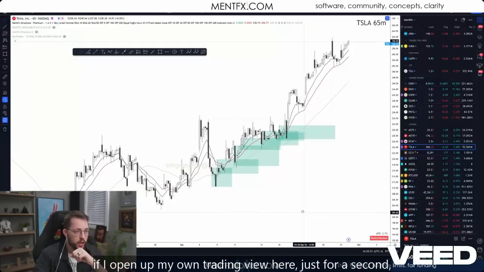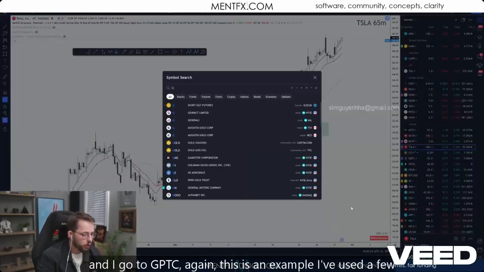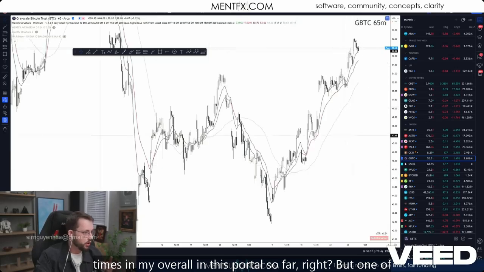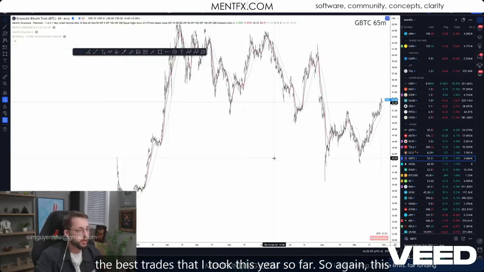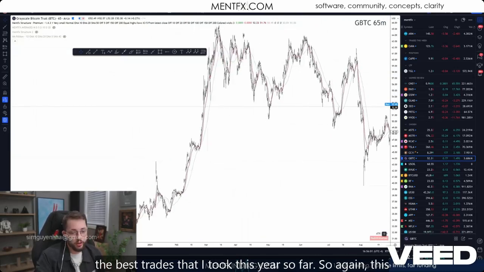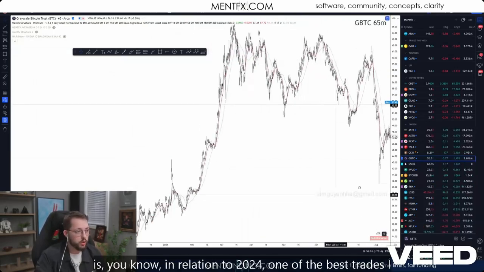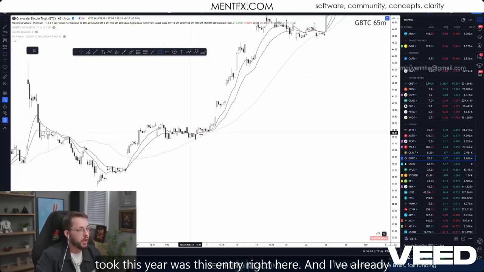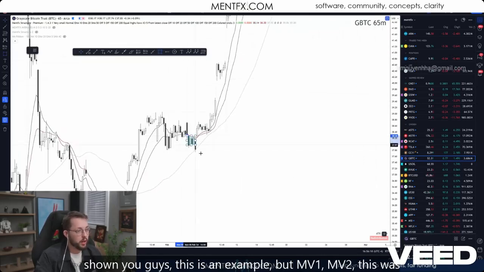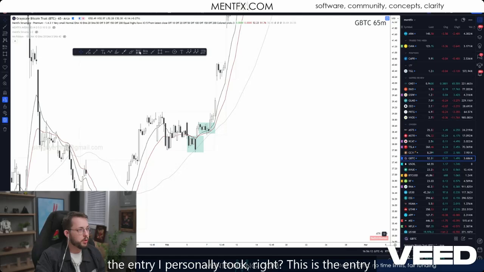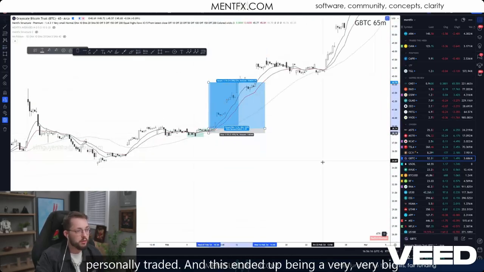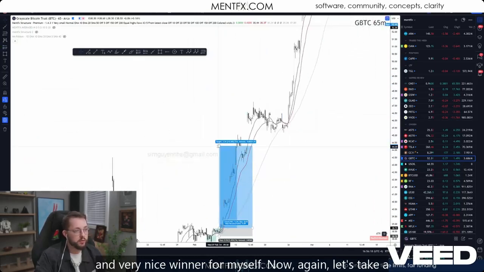So if I open up my own TradingView here just for a second, and I go to GPTC, this is an example I've used a few times in this portal so far. But one of the best trades that I took this year so far, in relation to 2024, was this entry right here. I've already shown you guys this as an example, but MB1, MB2, this was the entry I personally took, right? This is the entry I personally traded. And this ended up being a very, very big and very nice winner for myself.